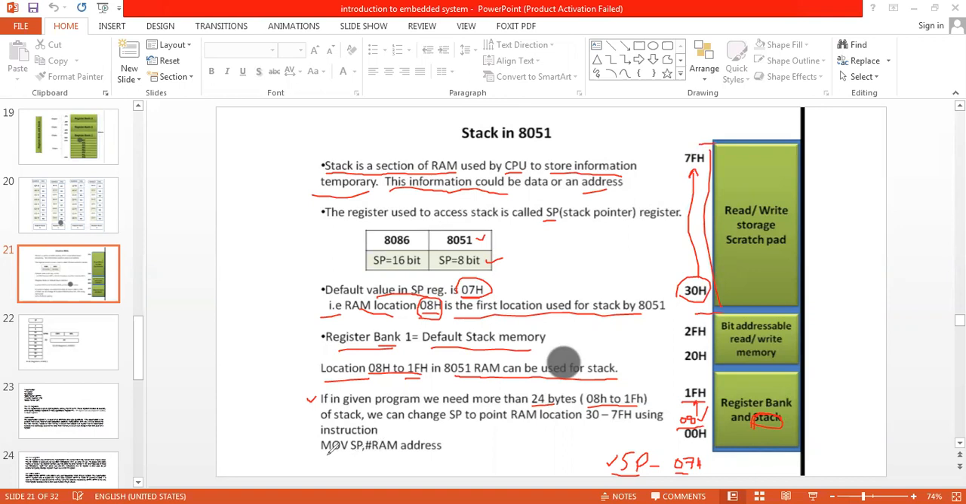So how can I do that? By using MOV SP, #RAM address. The explanation of this instruction and all these things we will see in the next module, the instruction module. Hope this stack is understood. Is it okay? Whether stack memory and basic registers have been understood?